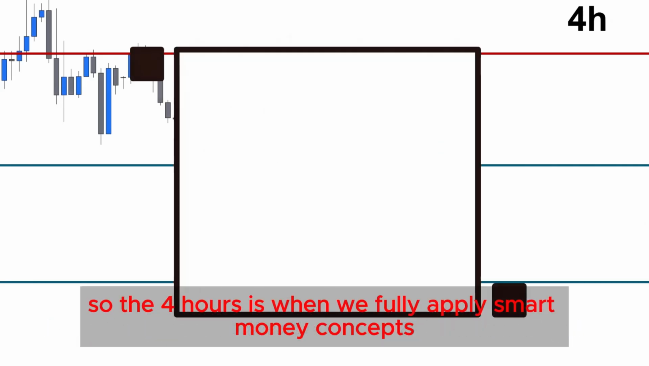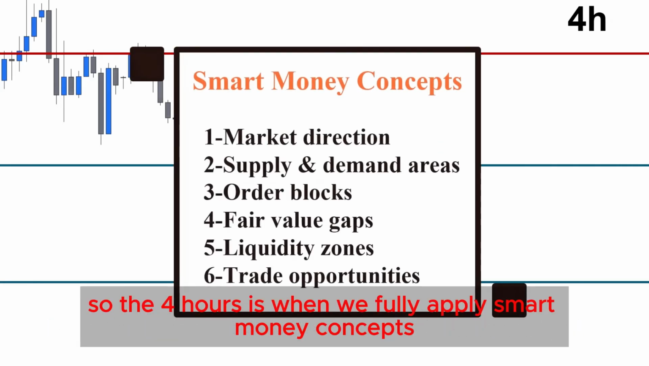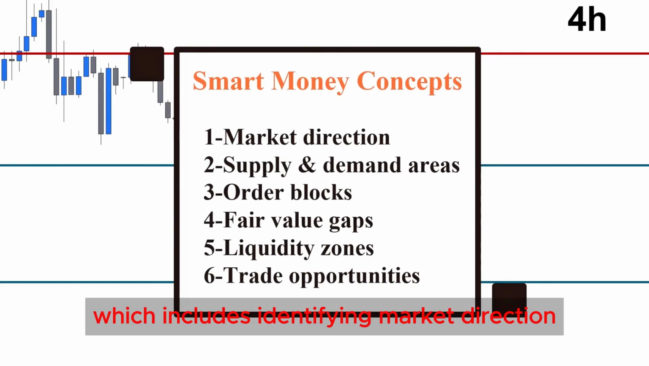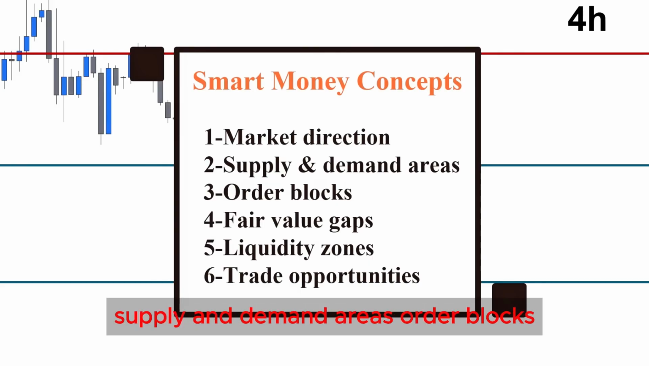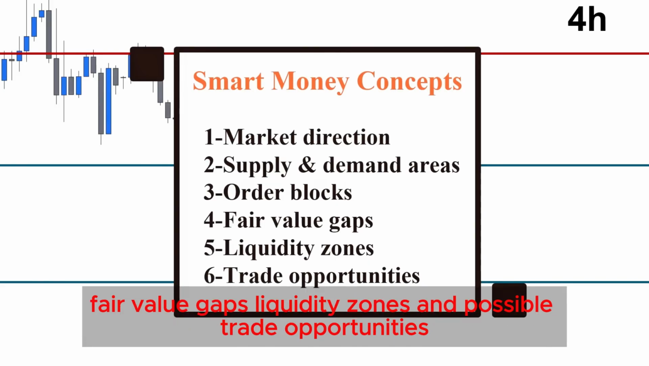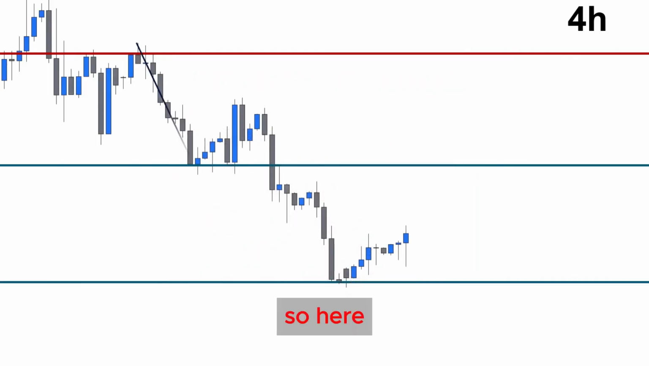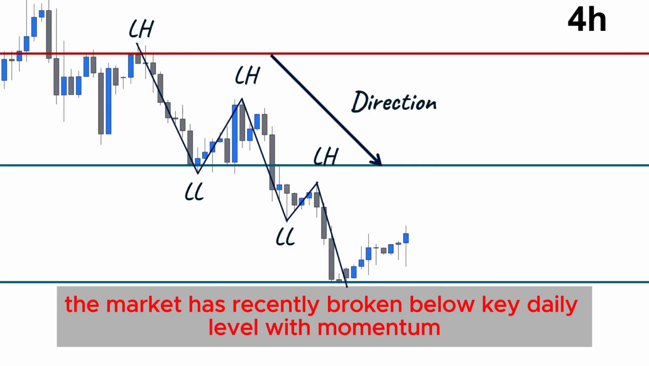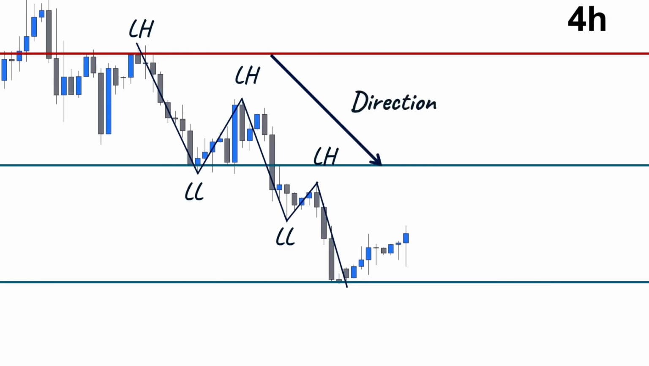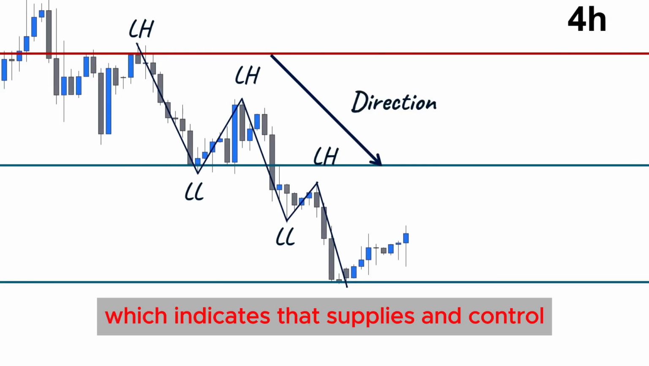So, the 4 hours is when we fully apply smart money concepts, which includes identifying market direction, supply and demand areas, order blocks, fair value gaps, liquidity zones, and possible trade opportunities. So here, the market has recently broken below key daily level with momentum, which indicates that supply is in control.